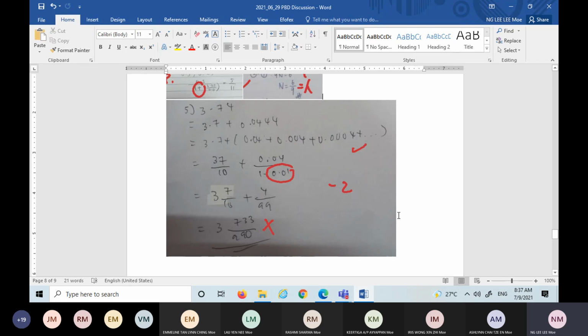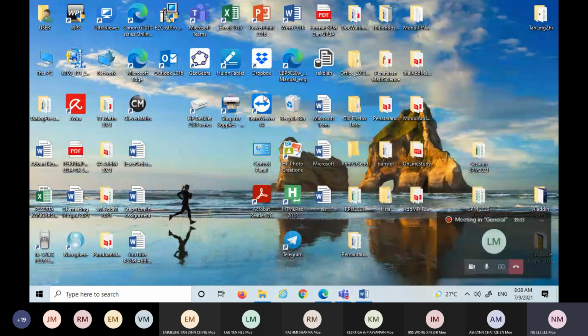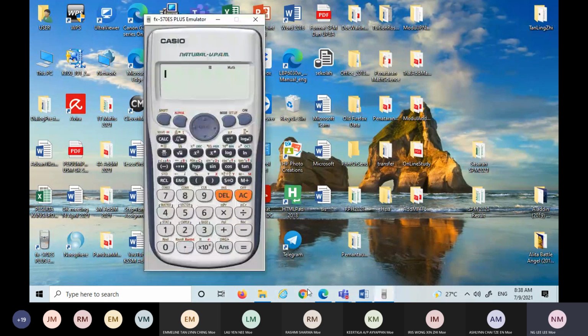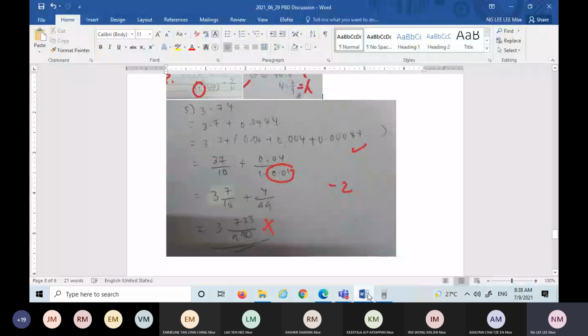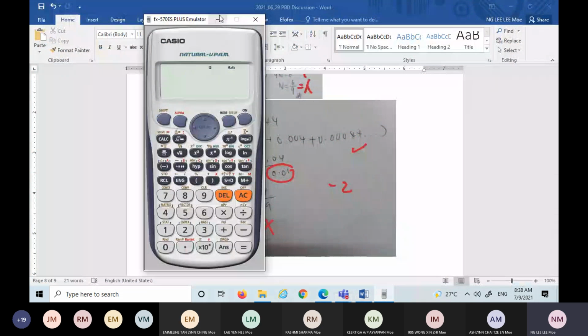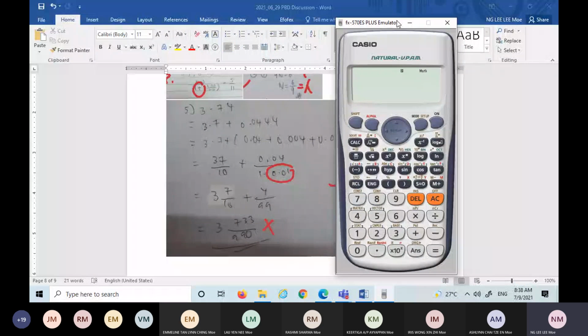Why do you have this type of mistake? This one is the formula of S infinity, which is a over 1 minus r. Try to find the r here. 0.004 divided by 0.04. I call out my calculator. If you really need a calculator, you better use a calculator. Anything, if I'm not confident or not sure, I use a calculator.